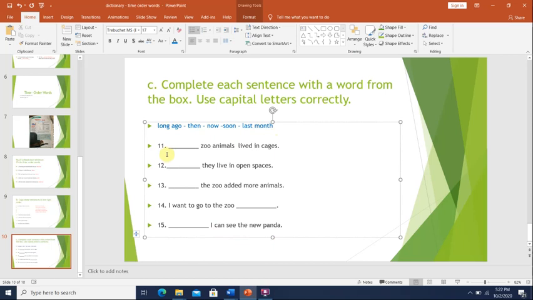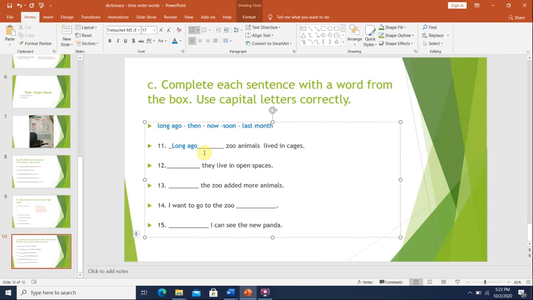Okay. Number 11. Blank zoo animals lived in cages. We can say long ago, zoo animals lived in cages. That's true. Long ago, or in the past, zoo animals used to live in cages. I had to write L in capital letter because it's the beginning of a sentence. Remember. Number 12. Blank, they live in open spaces. So long ago, the zoo animals lived in cages.